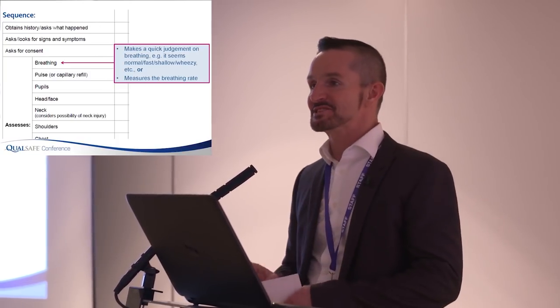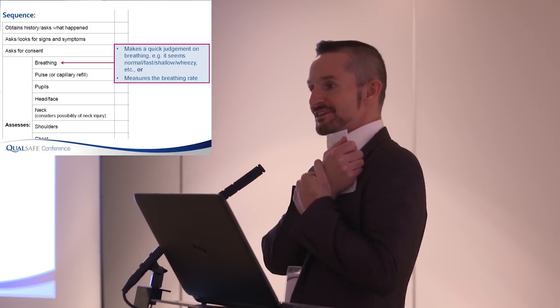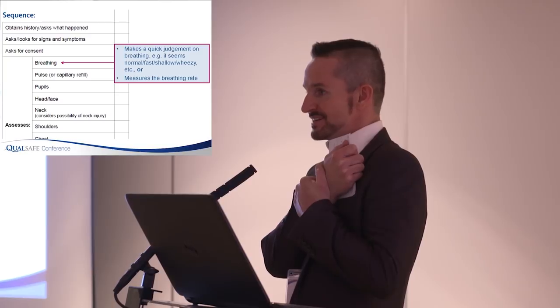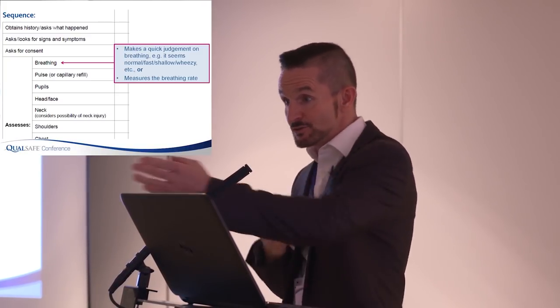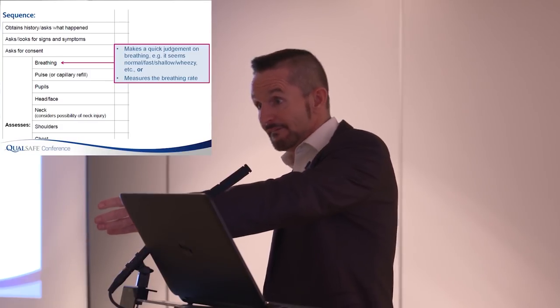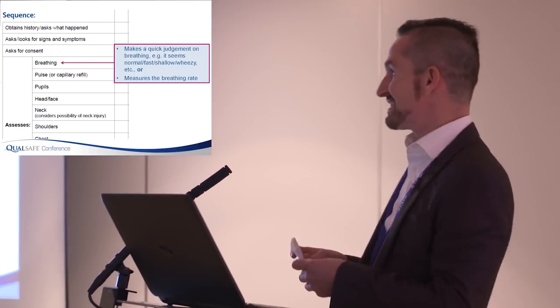A good way to measure somebody's breathing rate is to say, I'm just going to feel your pulse, and put the hand across the chest. And actually what you're measuring is the chest going up and down, not the pulse. They think you're feeling the pulse. As soon as I say to you, I'm just going to check your breathing, what do you do? You hold your breath, you manually control your breathing. So you cannot tell them that you're doing it.